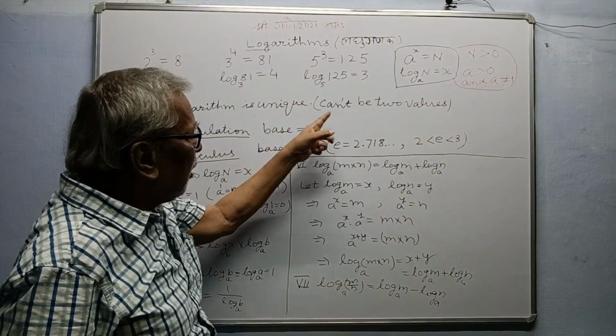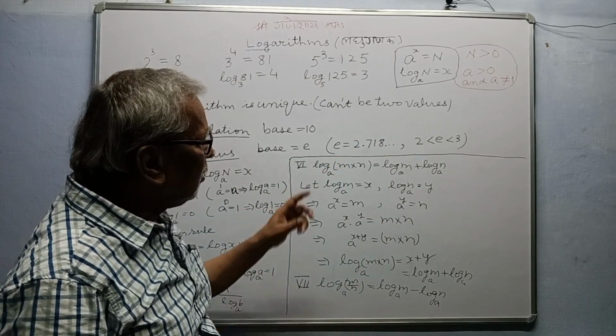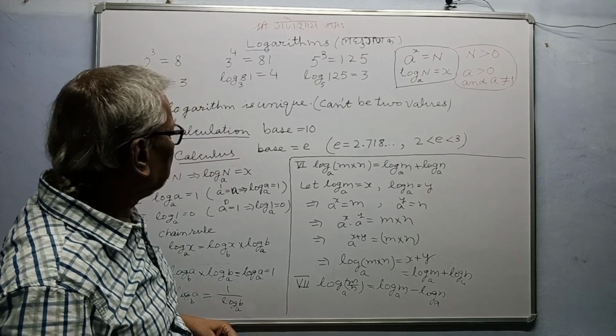Logarithm is unique, means can't be 2 values. एक लॉगरिथम का 2 वैल्यू नहीं हो सकता है, एक ही वैल्यू होगा, 2 वैल्यू नहीं हो सकता है.